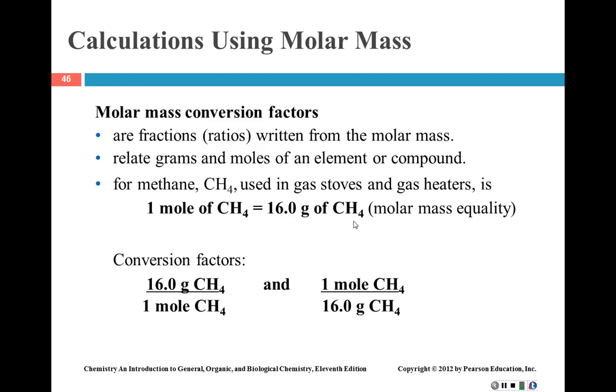Molar mass conversions are where we're going to use these. These are the ratios that we use the molar mass for, so that we know that 1 mole of, for example, methane here is the same as 16 grams of methane. So you can write the conversion factors here, and remember they can go either way: 16 grams of methane over 1 mole, or vice versa, as we can do all of these equalities.